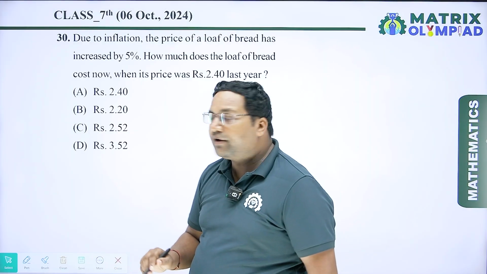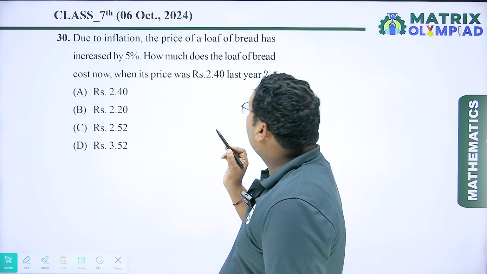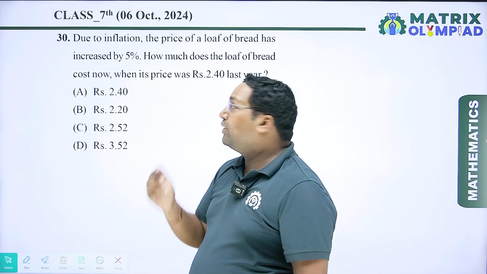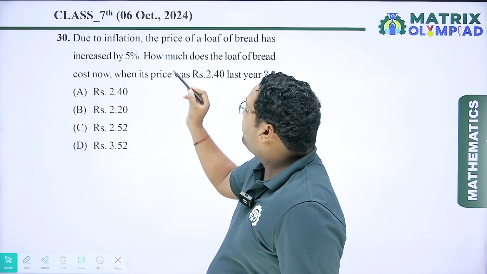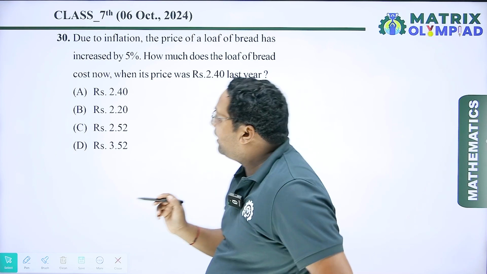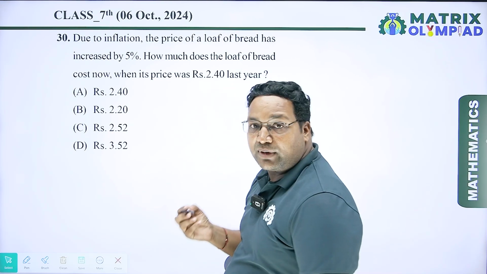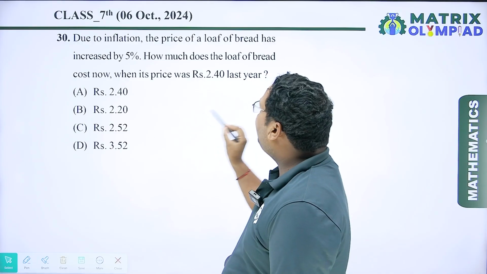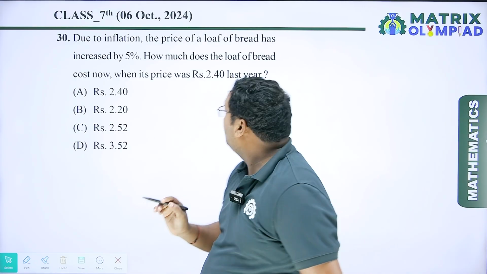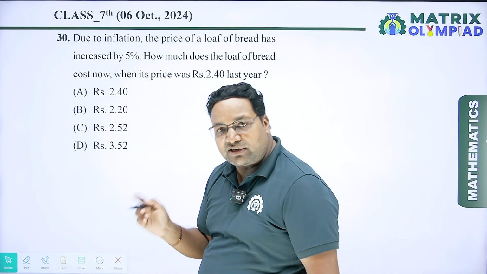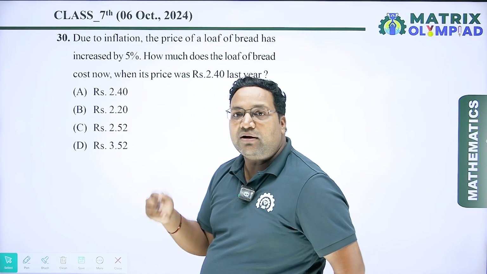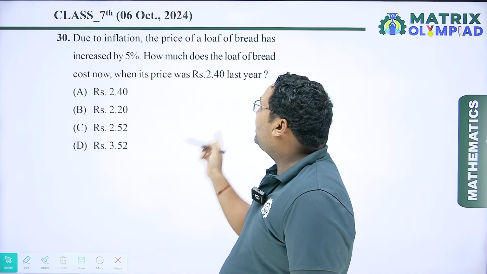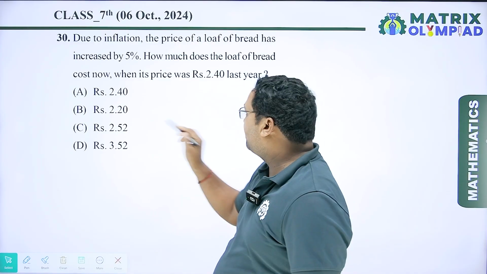Next, question number 30, that is, due to inflation, the price of a loaf of bread, pav roti, known as loaf of bread. So here, due to inflation, the price of a loaf of bread has increased by 5%. How much does the loaf of bread cost now when its price was rupees 2.40 last year? So last year's price is given and we have to calculate the current price, but the increase is given as 5%. So we have to calculate 5% of last year's price.